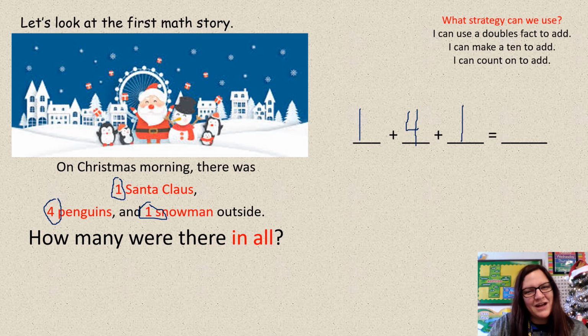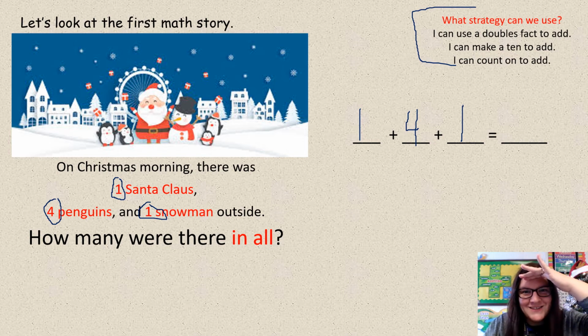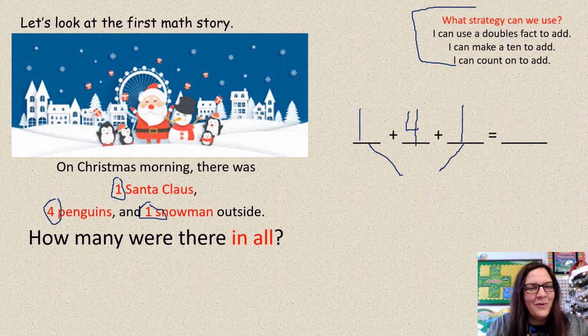Now let's think about our strategies. Look right here at our strategies. Do you see a doubles fact you can add? Do you see 2 numbers that are the same? I do too. 1 and 1. Now, what is 1 plus 1? It's 2. That's right. So 1 plus 1 is 2. Now, I'm not finished because I still have to add that 4 to the 2.